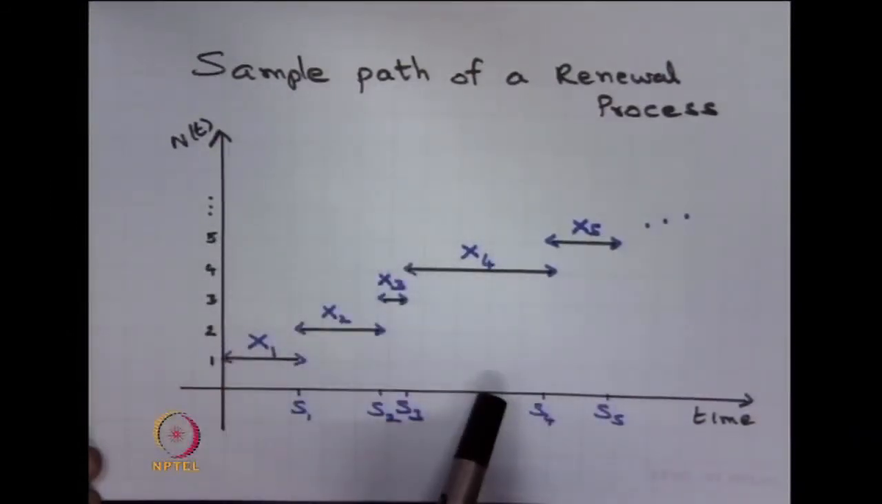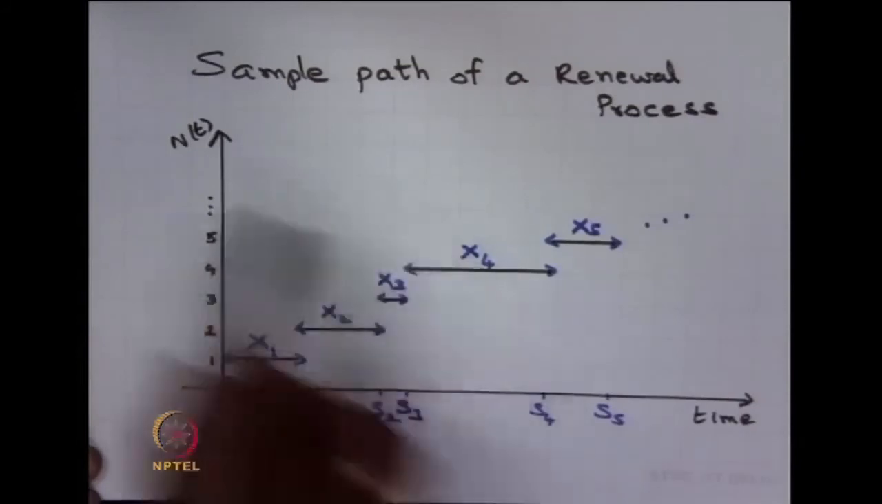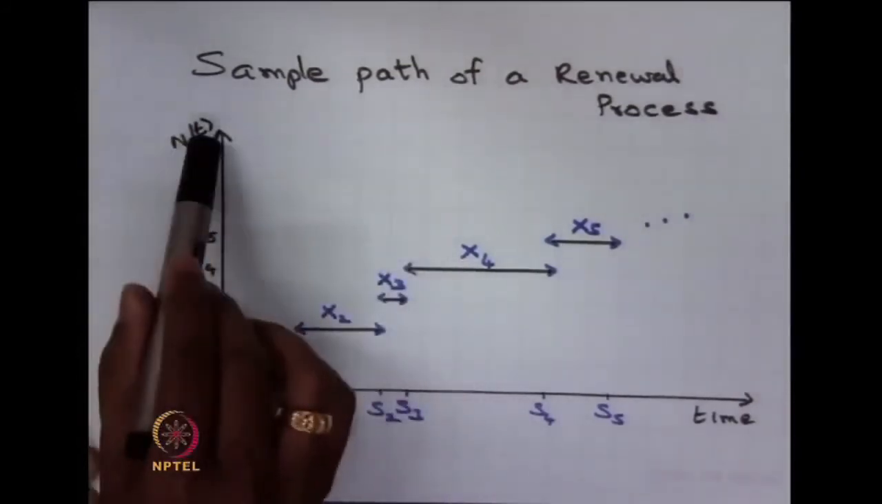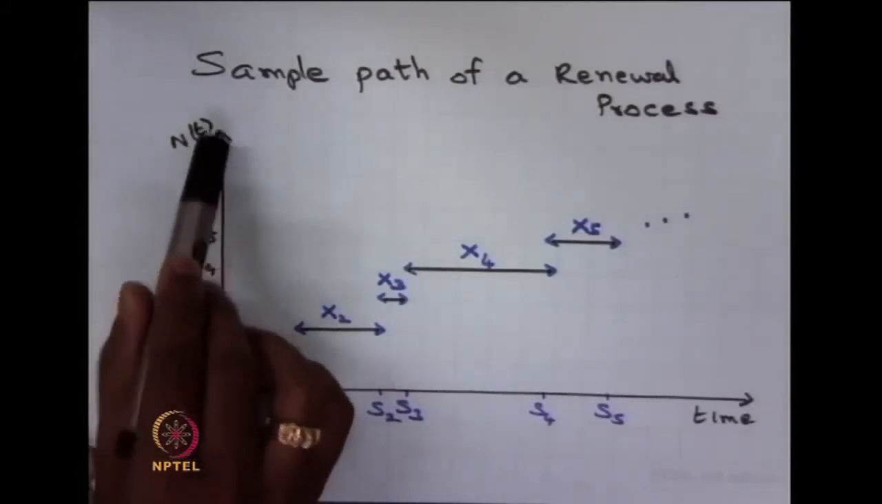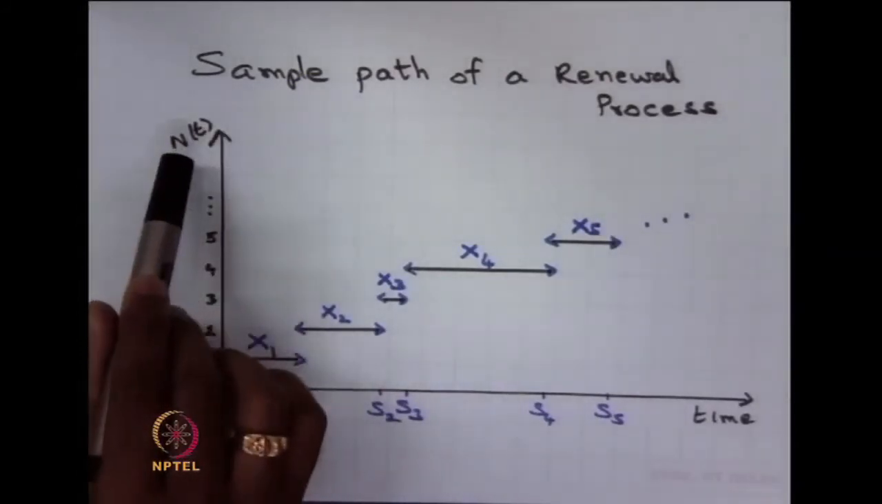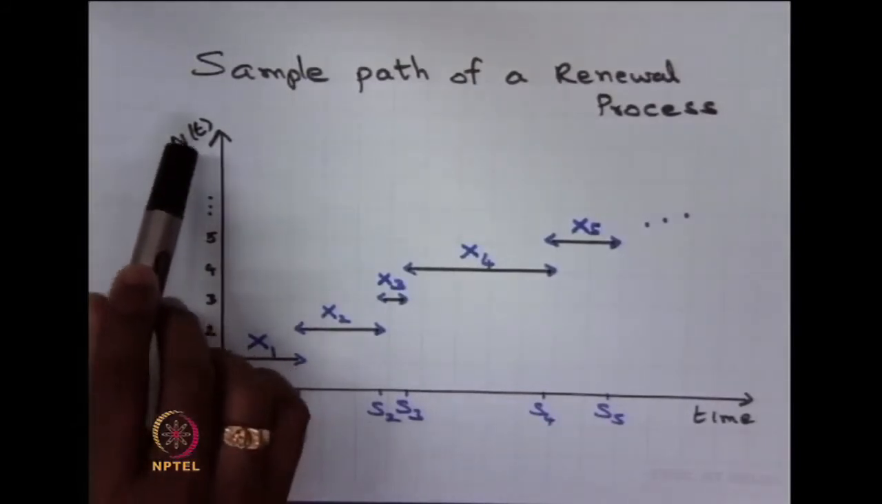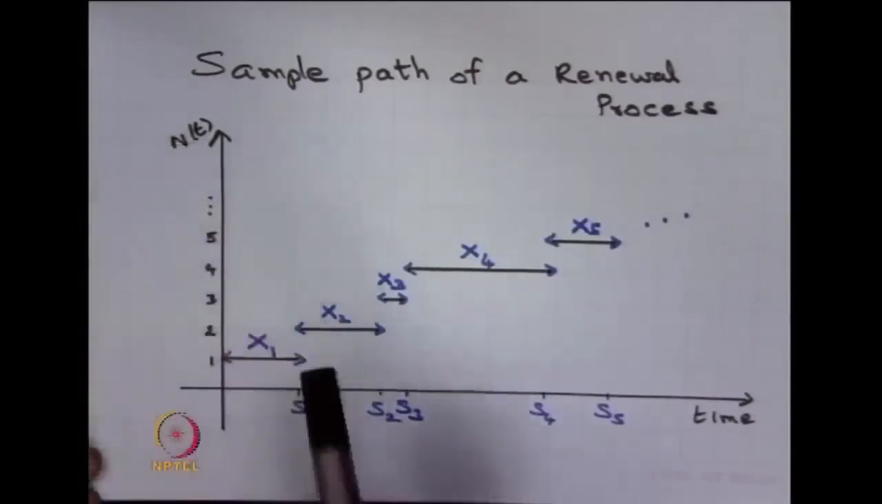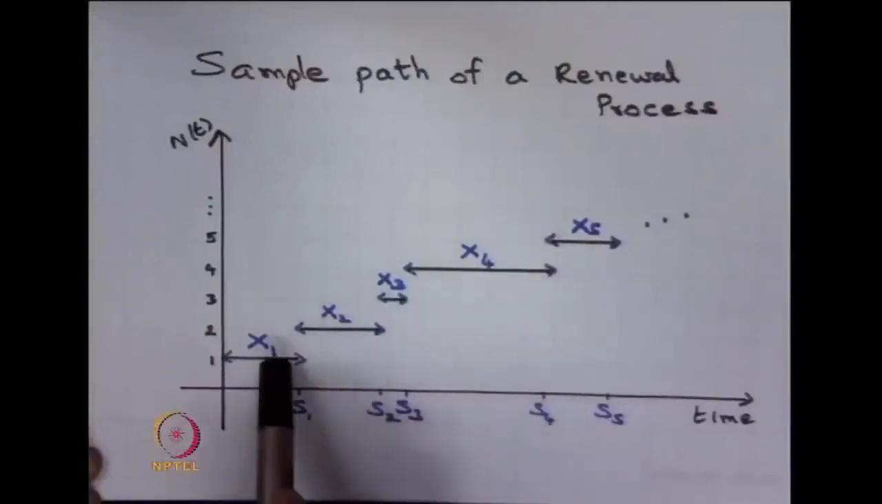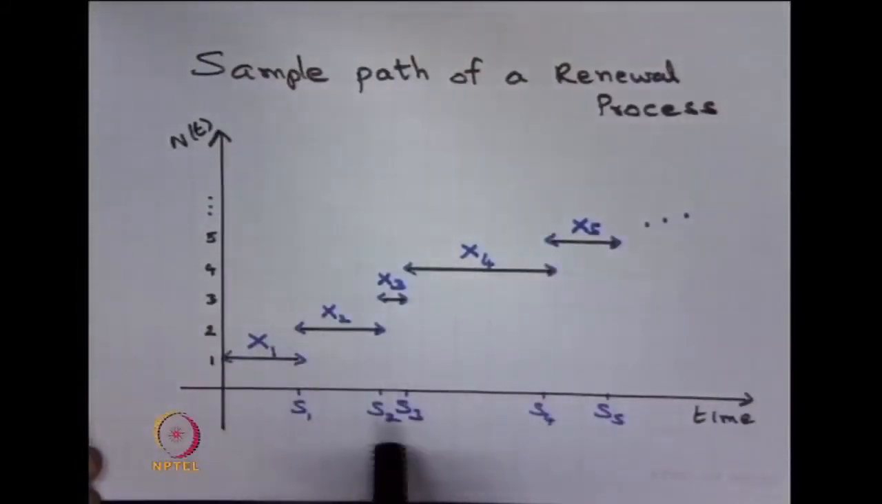Therefore N of t is equal to the maximum of n such that Sn is less than or equal to t, which gives the possible values of N of t. So N of t, for the possible values of t, is a stochastic process. It is a counting process, and this is a renewal process also. And the xi's are IID random variables, and Sn is the time of the nth renewal.